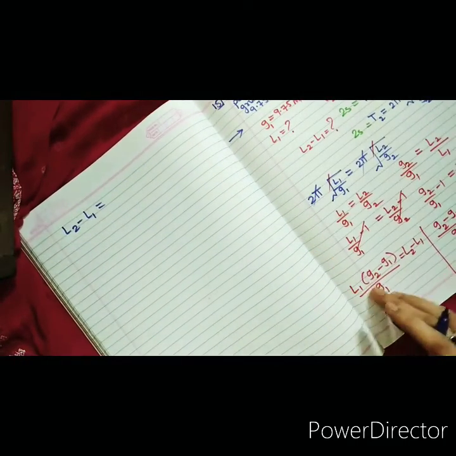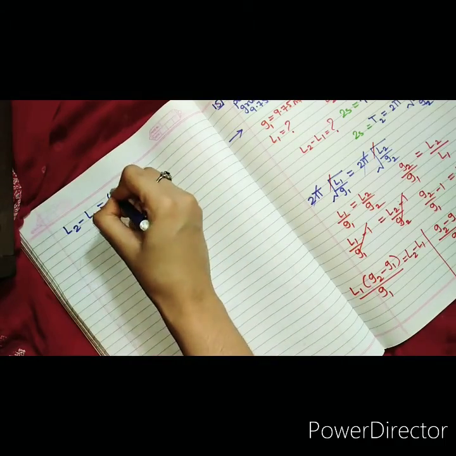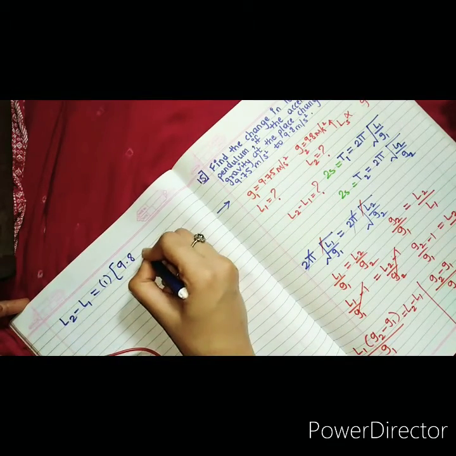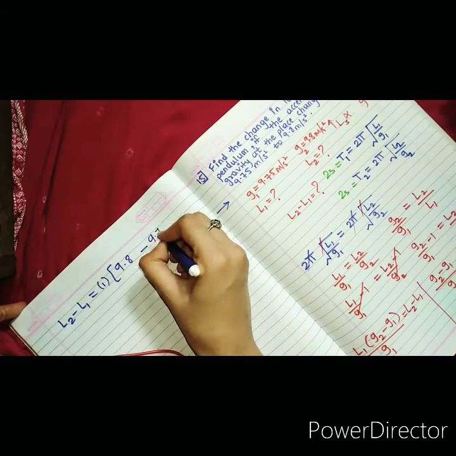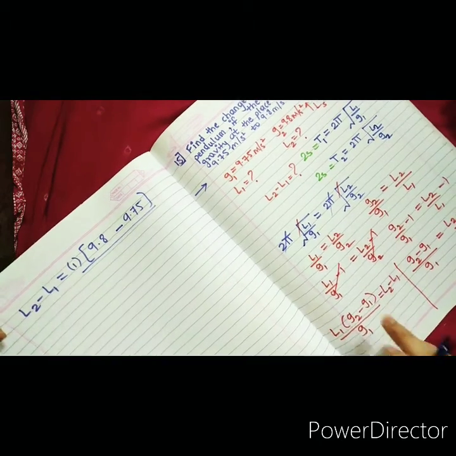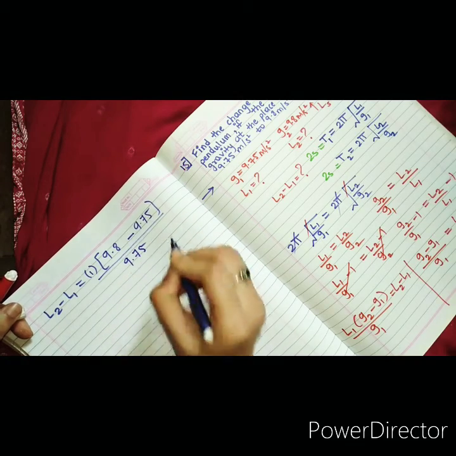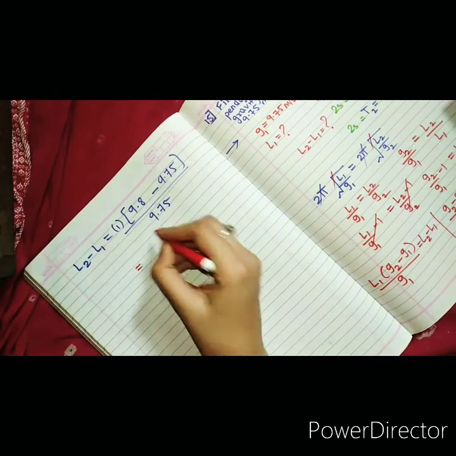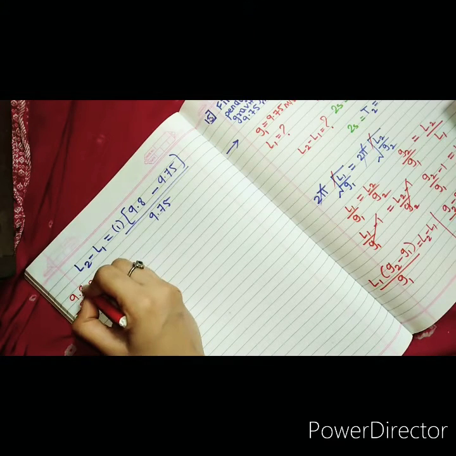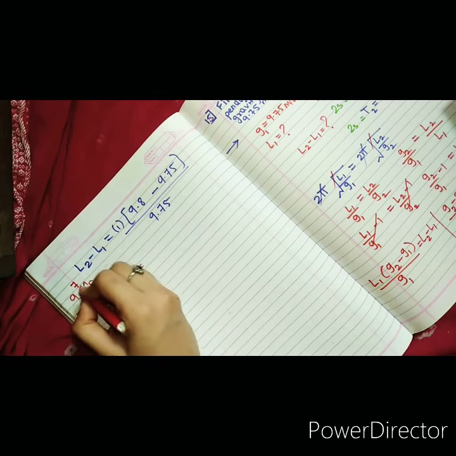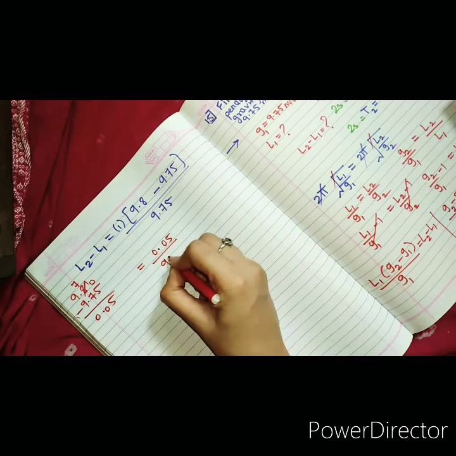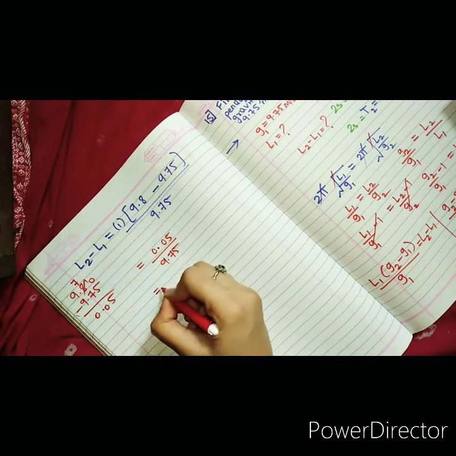So here I am considering my L1 as 1. G2, I have G2, that is 9.8, minus G1, that is 9.75, upon my G1. G1 is 9.75. Okay, let's subtract this. 9.8 minus 9.75, here 0, 7, 10 minus 5 is 5, and this is 0, and this is 0. So it will be 0.05 upon 9.75.